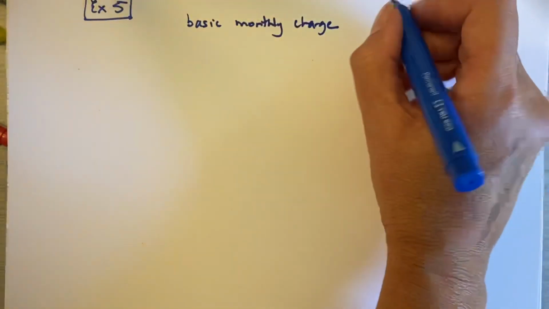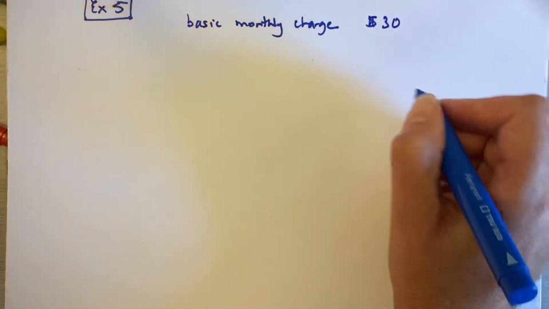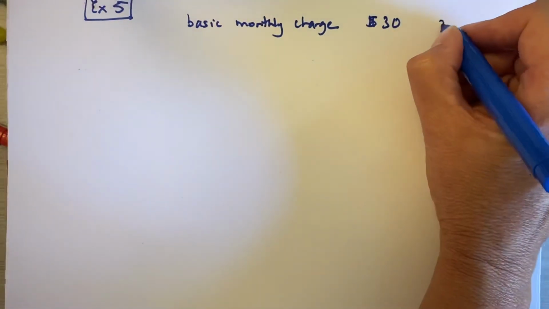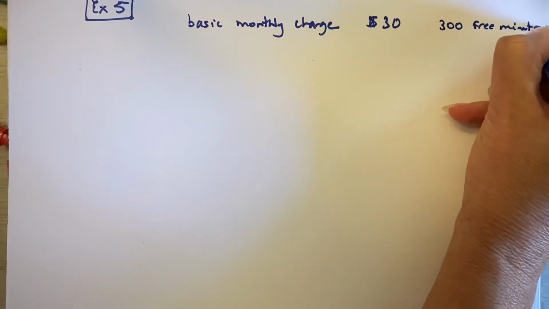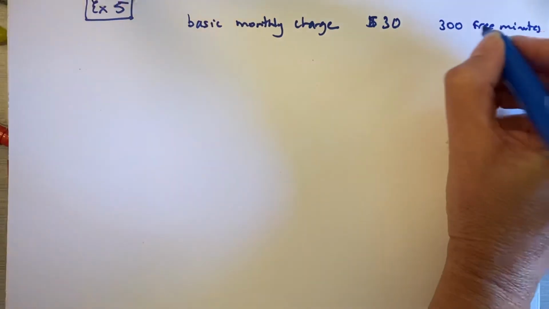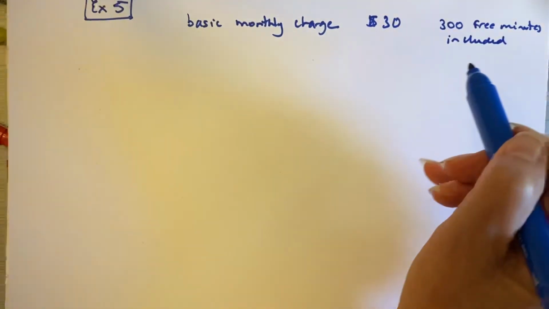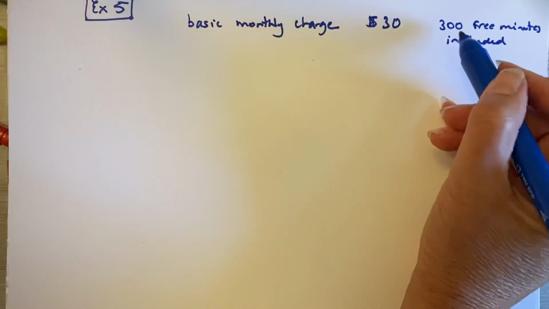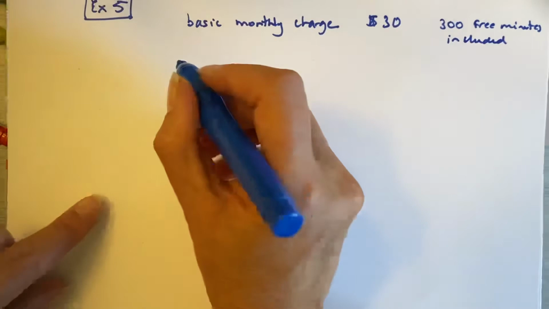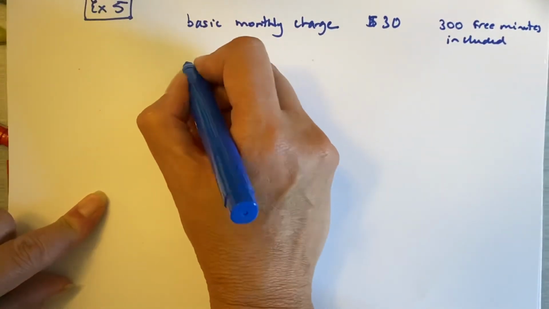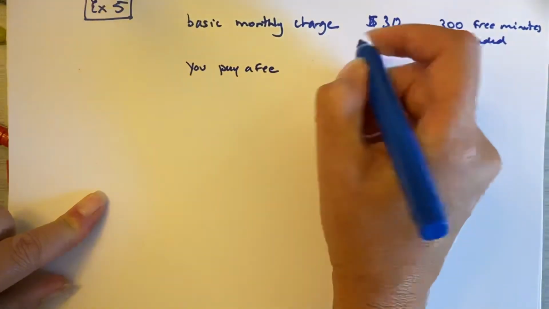And so in this situation, the basic monthly charge is $30. And there's a minimum 300 free minutes included. In other words, you only pay when you go to the 301 minutes or 302 minutes, right? After that, you pay a fee for each additional minute.